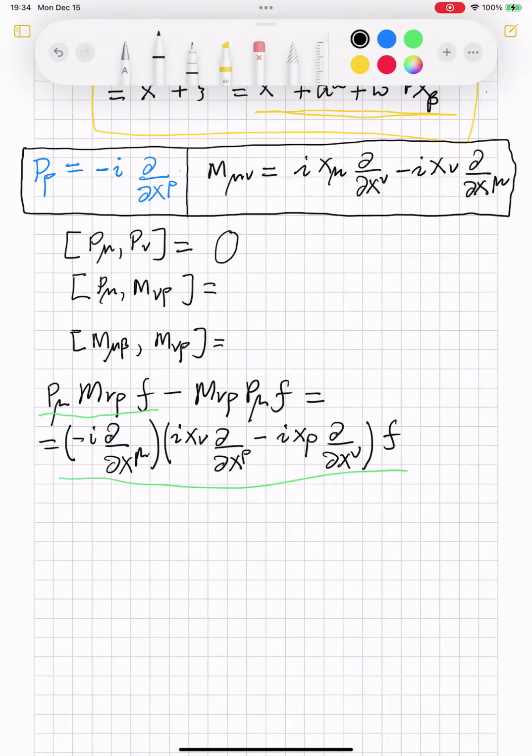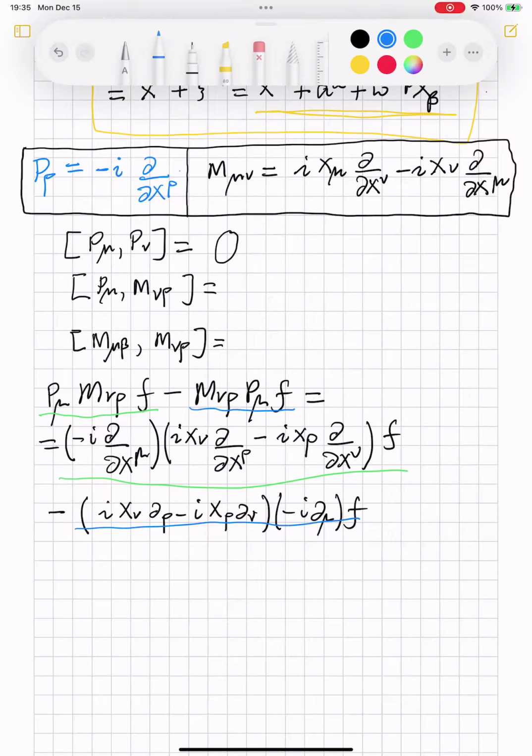And then we've got the second term. I'm not going to spell things out so carefully. I'll just say x nu d rho minus i x rho d nu, and what are we acting on? Minus i d mu f. So the second term sitting over here corresponds to that second term sitting over there. Now, when you evaluate this, there are a whole lot of terms that vanish. The terms that vanish are all of the second derivatives of f, so I'm not even going to bother to write them down.